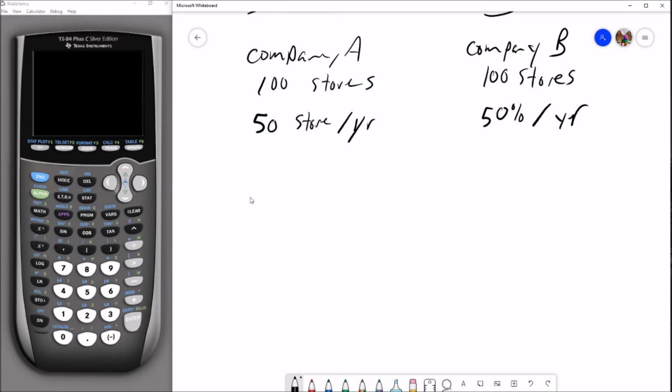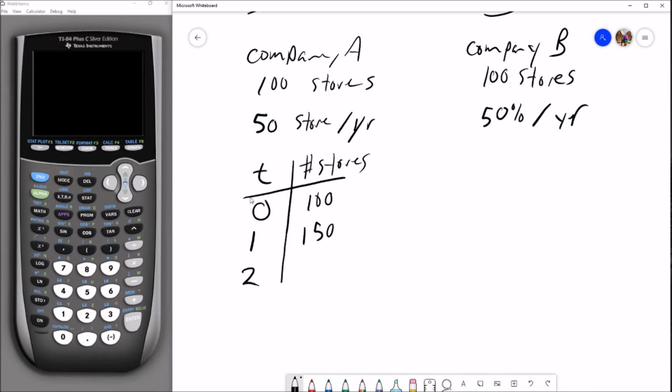Company A will have, so let's see here. We'll use t for time, since we are considering years, and here's the number of stores. So at year 0 we have 100 stores. At t equals 1, we have 100 stores, but we're going to add 50 to it, so that's 150 stores. At 2 years we'll have 200, and so on.